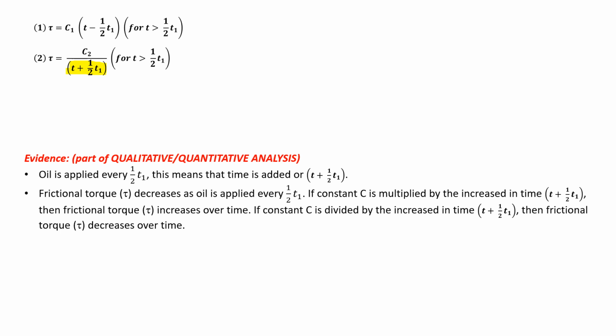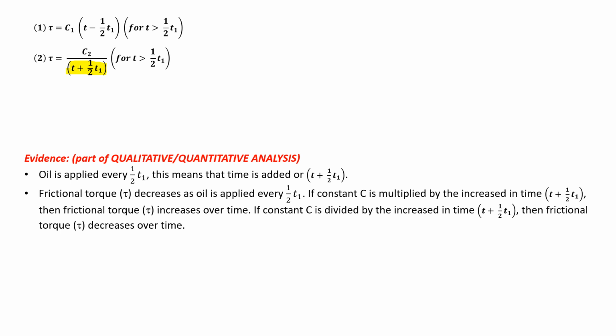Those are the two pieces of evidence that you can use. First of all, t, you add 1/2 T sub 1. That's your quantitative analysis that equation number 2 is correct. Another one is that you're dividing it instead of multiplying, which is reducing the amount of torque.